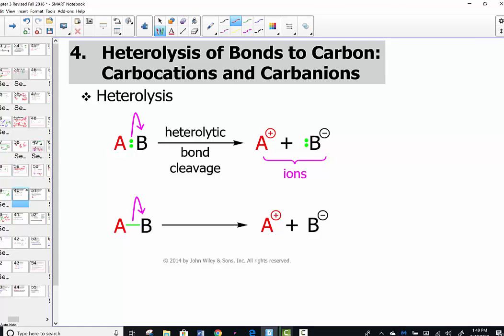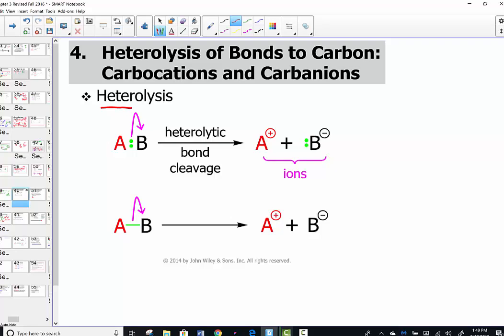Section 4 of our chapter, Heterolysis of bonds to carbon, resulting in a species known as carbocations and carbanions. This is a short section really to just introduce some vocabulary that we'll be carrying forward as we talk about more and more about reaction mechanisms. Heterolysis, hetero, more than one, right? So different throughout. Heterolytic bond cleavage.